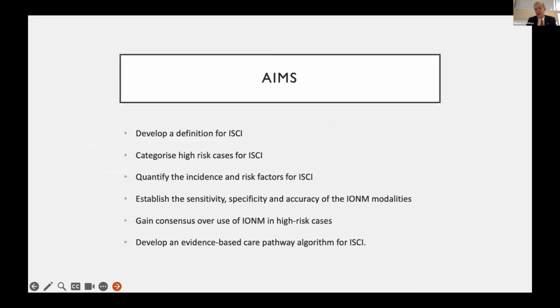So we sought to define intraoperative spinal cord injury, to try to categorize cases that would be at higher risk, and to try to assess the sensitivity, specificity, and accuracy of intraoperative neuromonitoring, and then to try to develop these evidence-based care pathways.